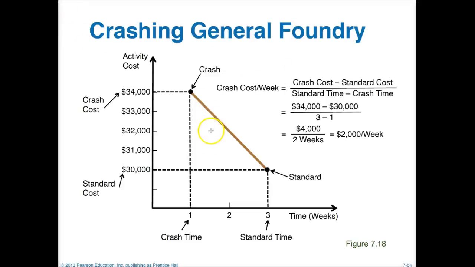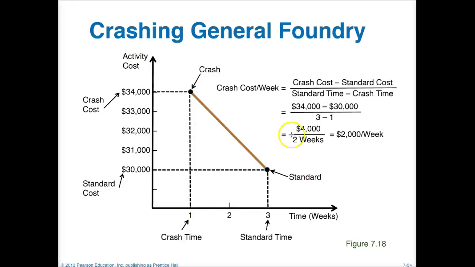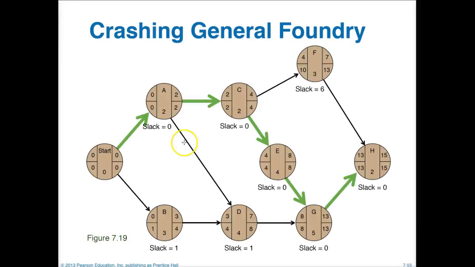Now, this is just an example of us doing a crash time here. Let's go back and see which one that is. So for activity B, that's what that looks like, because they have a crash cost of 34,000, standard cost of 30,000, and the standard time is 3 weeks, and we want to get that down to 1 week. So you see here that that's why we end up with $2,000 a week that we would have to pay to crash that particular activity for the project.